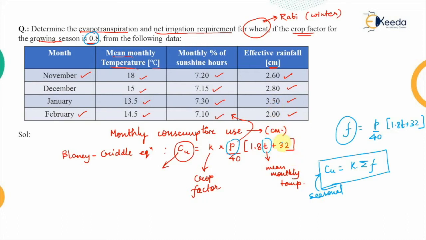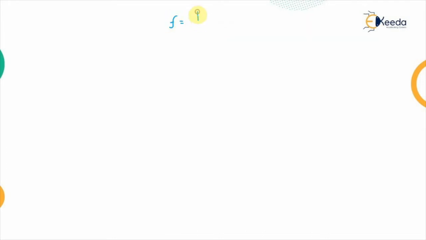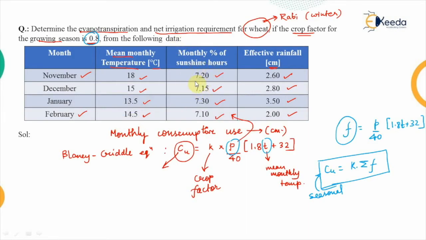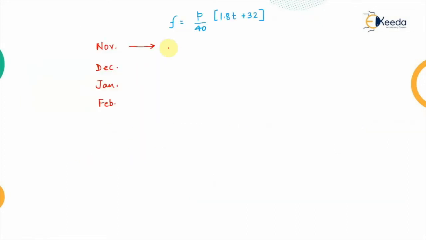So we know the P value for each month and the mean monthly temperature for each month. So first of all, we will calculate the f value for each month. This f value is P by 40 into (1.8 T plus 32). Now for each month, starting with November, then December, then January, and after that February, we will calculate the data. For the month of November, the P value, that is the monthly percentage, is 7.2, while the mean temperature is 18. So placing the values here, that is 7.2 divided by 40 into (1.8 into 18 degrees Celsius plus 32). Now from this, the f value comes out to be 11.6.